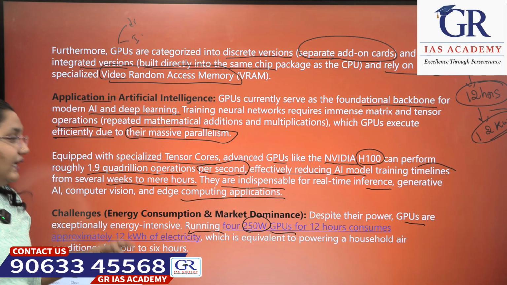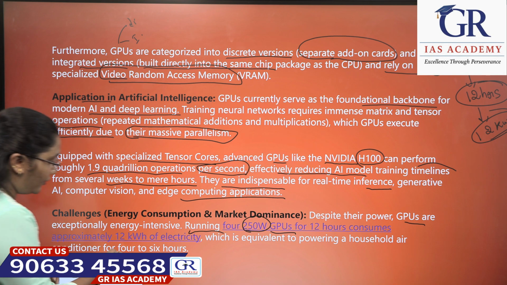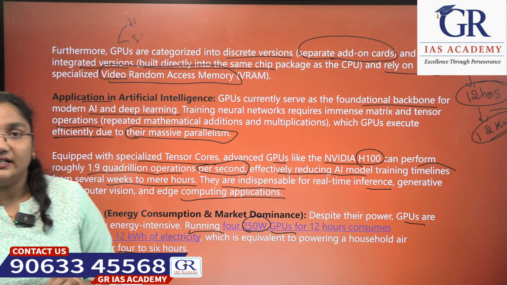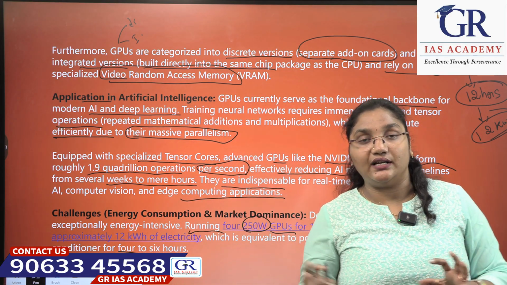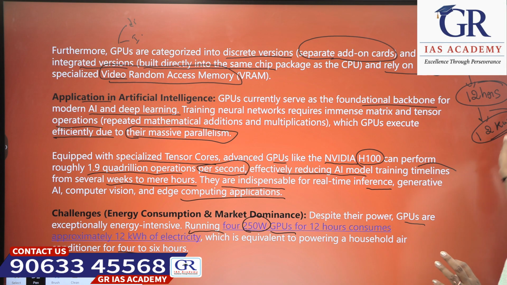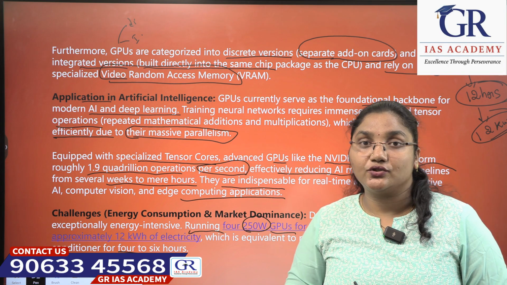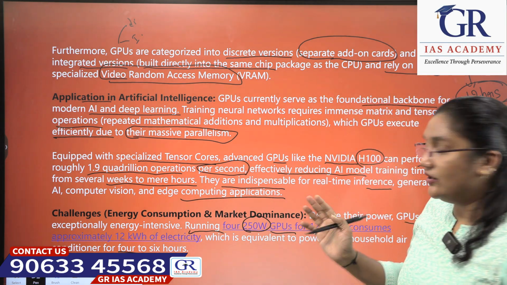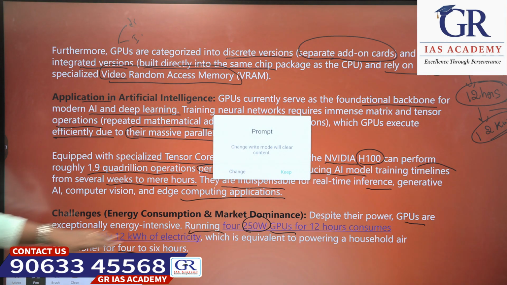Basically, it is the equivalent power that a household air conditioner utilizes for 4 to 6 hours. When an air conditioner in a home runs for 4 to 6 hours, how much electricity does it consume? The same electricity is what it takes per hour for these 450-watt GPUs to work. This is one of the major and biggest challenges for GPUs.